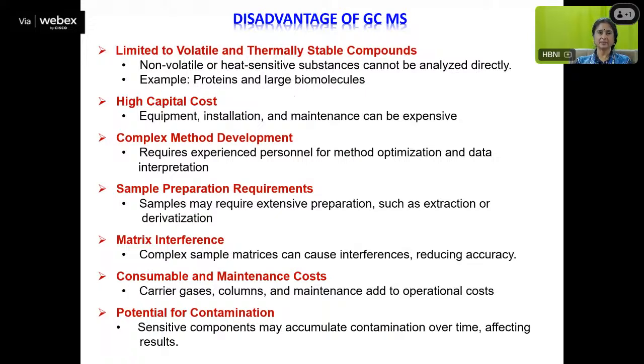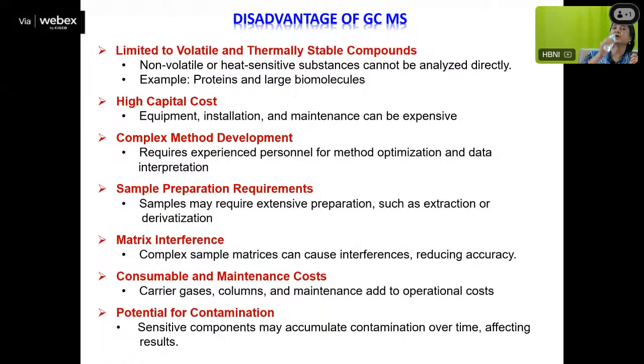And obviously there is high capital cost, one GCMS may cost crores of rupees. And there is complex method development, because you cannot inject your blood samples or serum samples or urine samples directly into GCMS. That will spoil your column. You need to separate your analyte into some organic solvent, and then the organic solvent can be injected into your GCMS. So though it is a very versatile technique and it can address all types of matrices, you require to develop a method for each and every matrix.